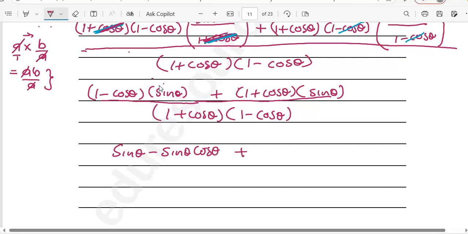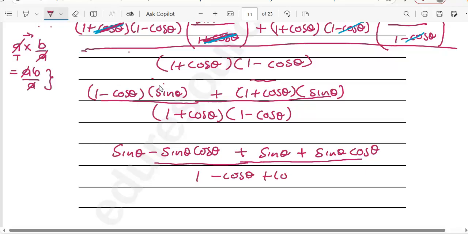We have plus. Let's multiply everything inside this bracket by sine theta. So it's 1 times sine theta, which is sine theta. And then we have plus cos theta times sine theta, which gives us sine theta cos theta. Everything is divided by, let's multiply the bracket on the bottom. So this will be 1 times 1 is 1. 1 times minus cos theta is minus cos theta. Cos theta times 1 is positive cos theta.